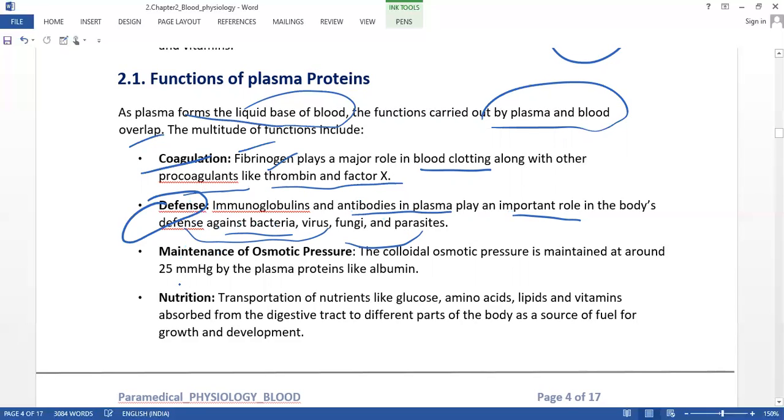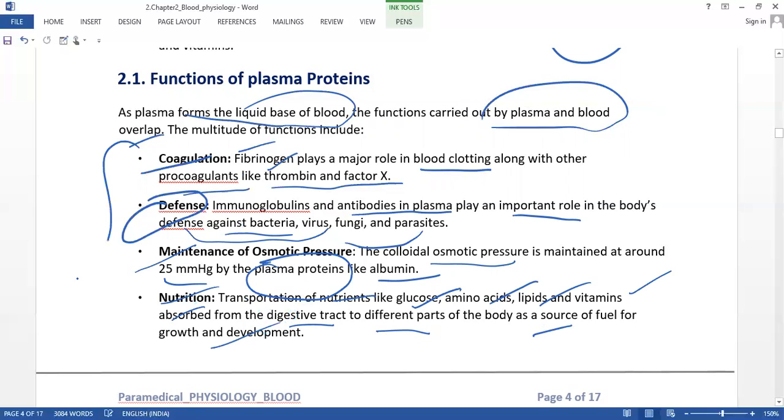And also we have the maintenance of osmotic pressure. The colloidal osmotic pressure is maintained at around 25 mmHg by the plasma proteins like albumin. And also we have nutrition, that is the transportation of nutrients like glucose, amino acids, lipids and vitamins, absorbed from the digestive tract to different parts of the body as a source of fuel for growth and development. So these are the functions of the plasma proteins.